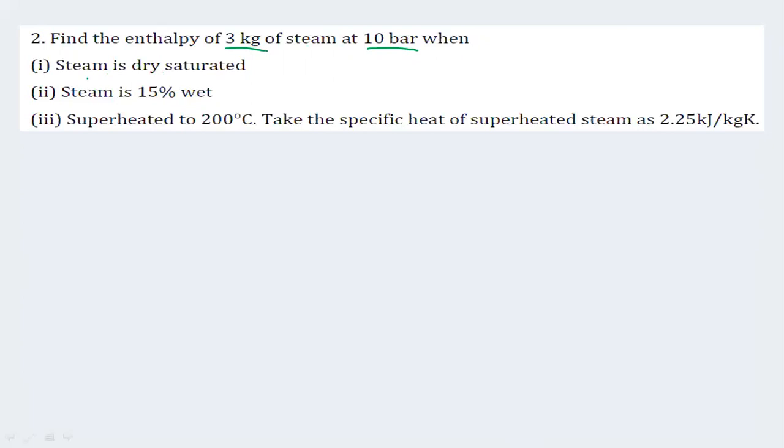He has told you to find the specific enthalpy in several cases. Again, when the steam is dry saturated, it means Hg. He has said here 15% wet. So 15% wet means 100 minus 15. How much do we get as the value? The dryness value is 85%. So for this 85%, you need to find the value of wet steam, Hw.